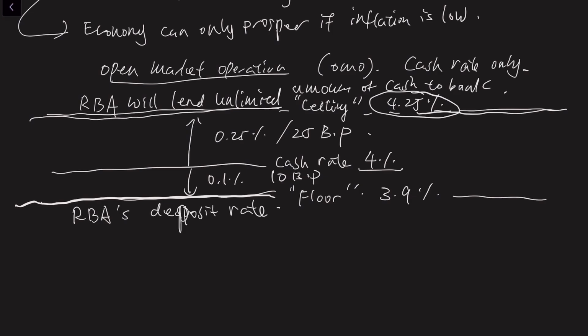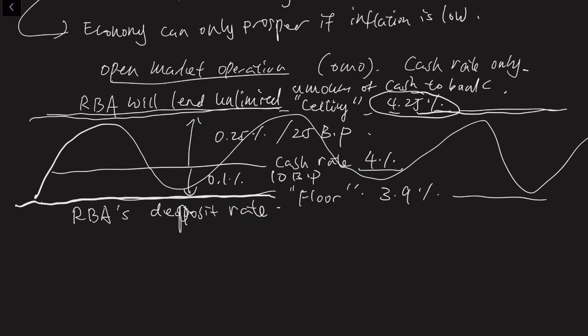So if some bank has excess cash, it can deposit at the Reserve Bank of Australia 10 basis points below the cash rate. So the RBA will pay 3.9% on deposits, and it can accept an unlimited amount of deposit. So this basically means that the interest rate on cash will never exceed the two extreme levels. So it can only ever go inside this range.